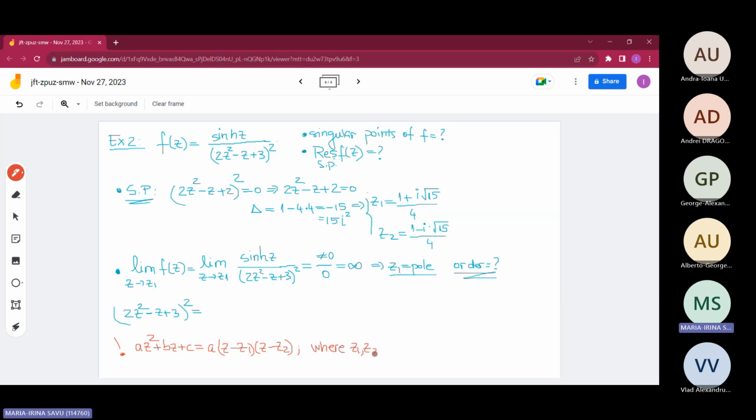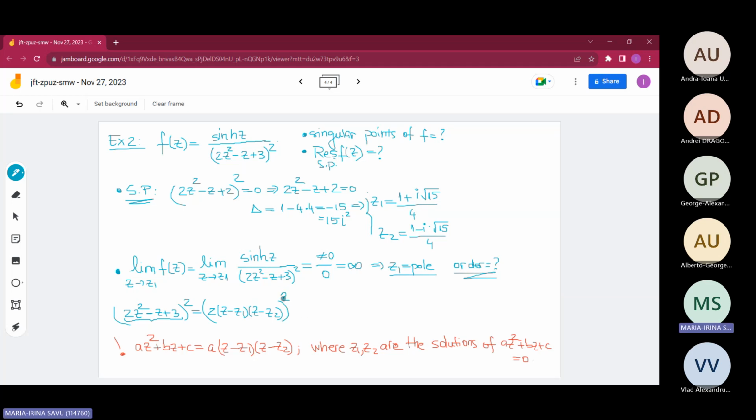Z1 and z2 are the solutions of az squared plus bz plus c equals 0. So in this case, if you want to write this expression as a product, you will have to write it as a product using this formula. In your case, a is 2, so you have 2 times (z minus z1) times (z minus z2) all squared.